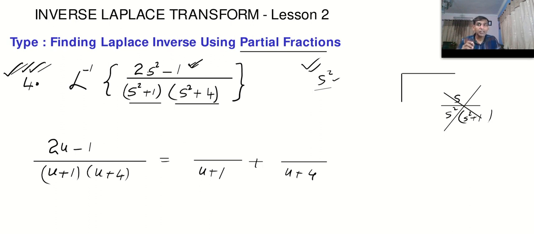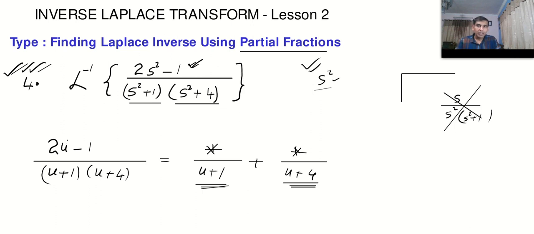And once more, let me tell you why this is type 1 and not type 3. It's because everything is made up of s square. If it is a combination of s and s square, you cannot do this. Now, when will this become 0? When u equals minus 1, you will get some number here. And when will this become 0? When u equals minus 4, you will get some other number here.